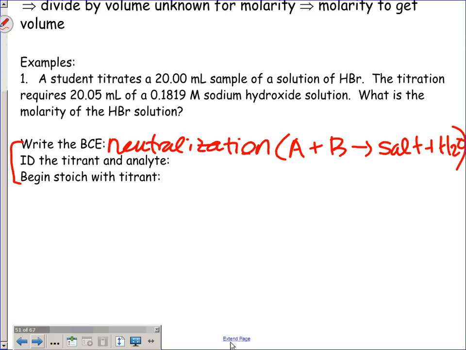Okay, so that's our first step. So let's go ahead and do that. A student titrates 20 milliliters of a sample of a solution of hydrobromic acid. The titration requires 20.05 milliliters of a 0.1819 molar sodium hydroxide solution. What is the molarity of the HBr? So you just heard a lot of numbers. You heard that there's a reaction happening. What is the reaction? Shout it out. Let's go.